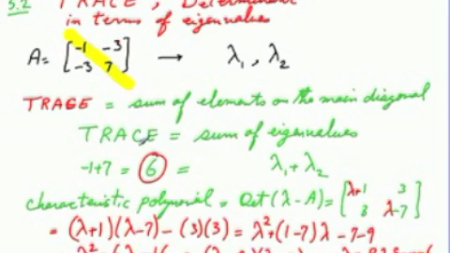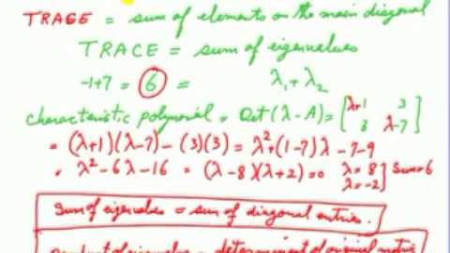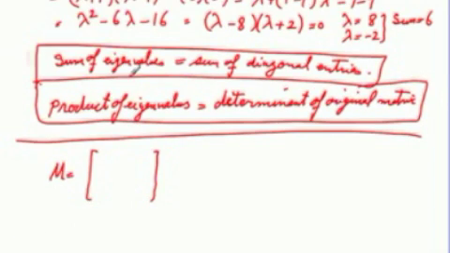Also, trace is only defined for square matrices. The same way, determinants are only defined for square matrices. So everything here by default is just applicable to square matrices. So what we have, the sum of eigenvalues is just the sum of the diagonal entries. The product of eigenvalues is just the determinant of the original matrix.